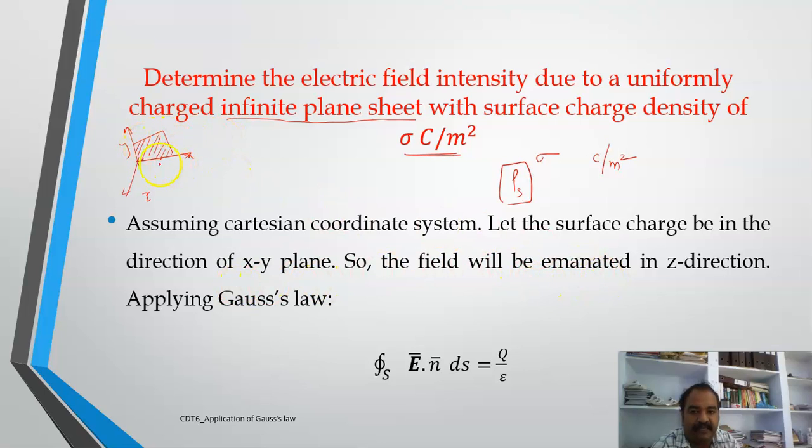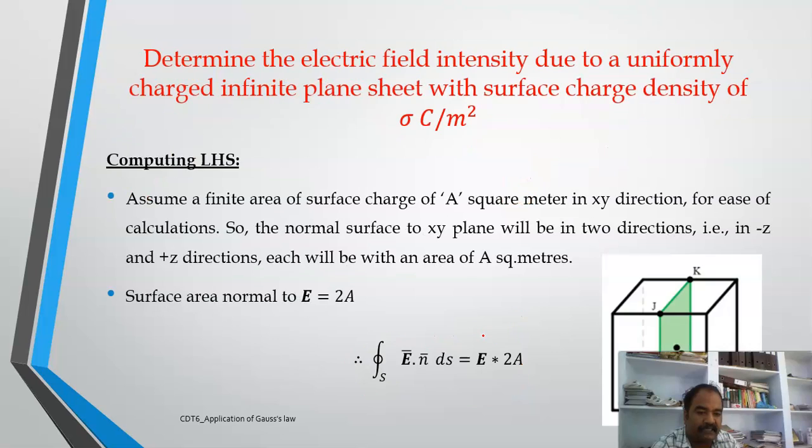Now if this is the plane, the field will be coming out in this direction, or moving in this direction, minus z or plus z. So now I am going to apply the Gauss law for this particular plane, which is in the xy plane, where the field will be along the plus z direction and minus z direction. So we know the Gauss law. Again we will try to compute the left hand side and right hand side of this equation. Now coming to the left hand side.